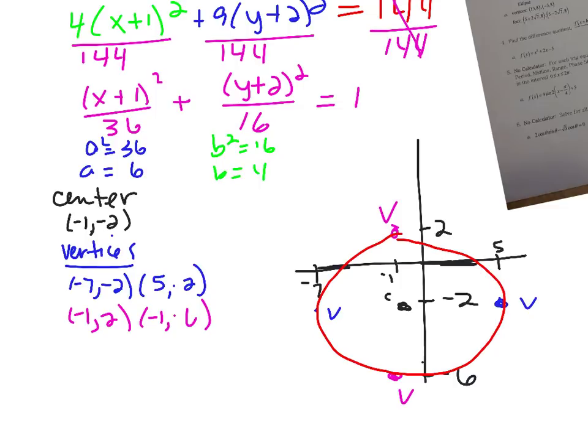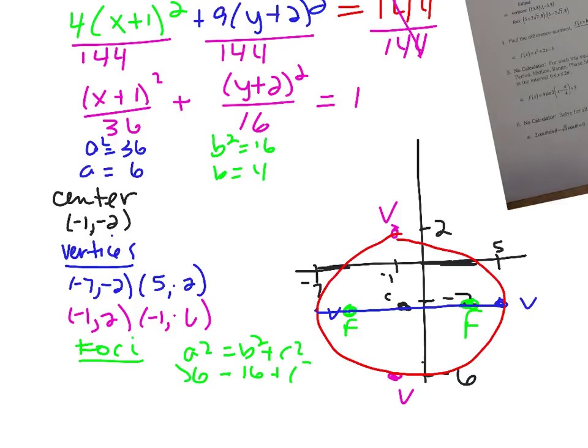So now we have to find the foci. The foci are going to be in here someplace. Remember, they are on the major axis, and the major axis is going left, right here. So remember, foci, let's see here. Foci, we use a squared equals b squared plus c squared. So we have a squared is 36 equals 16 plus c squared. So c is going to be plus minus the square root of 20.